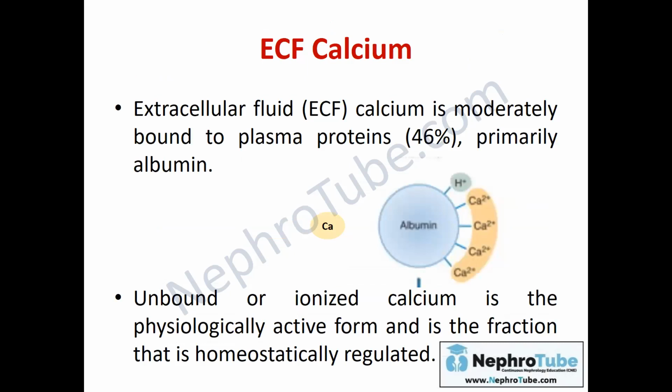Normally, calcium is present in two forms. The first form is the bound form, in which calcium is bound to plasma protein, primarily albumin. And there is free ionized calcium, which is the physiologically active calcium, important for the normal homeostatic regulation of muscle activity and nervous activity. The calcium bound to albumin is inactive, inert calcium.